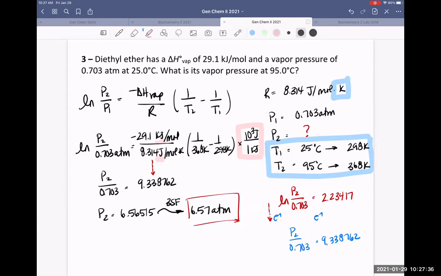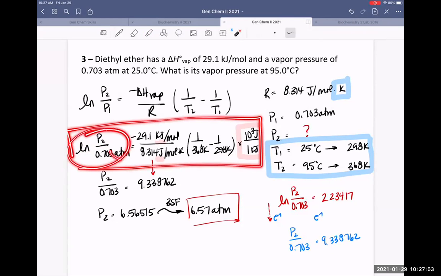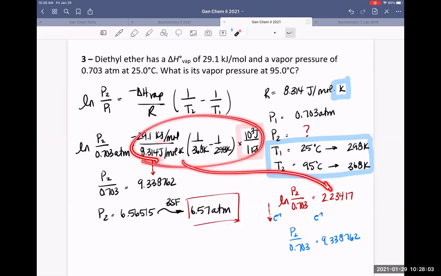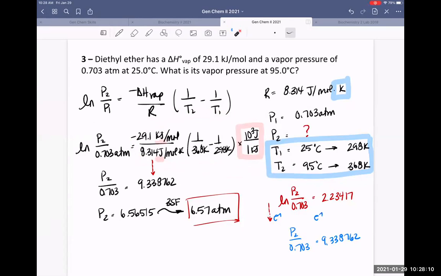Okay, so let's work through the math now. We've got this equation, this hot mess, that we're going to be solving for P2. To go through this step, I'm keeping this part the same initially, which is what's over here. Then I have to figure out what all of this is. All of this is equal to positive 2.23417. Make sure that you're able to figure out that number on your calculator.